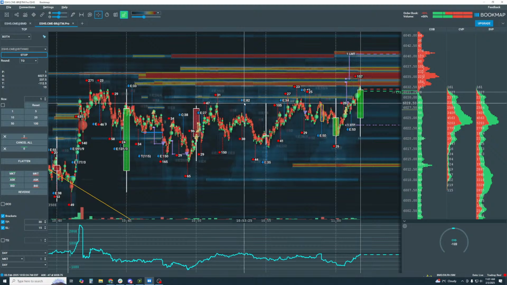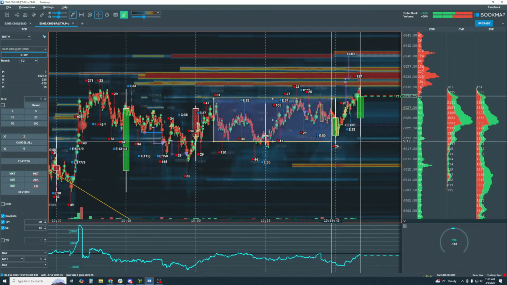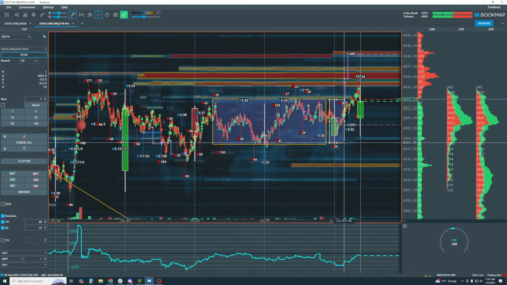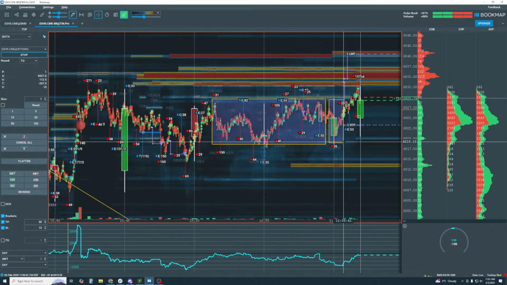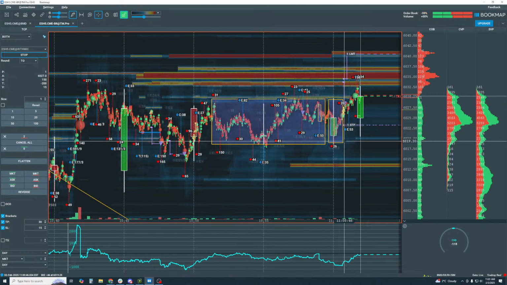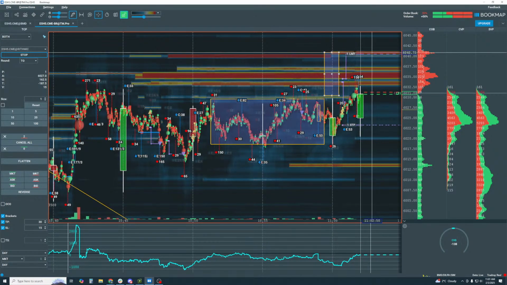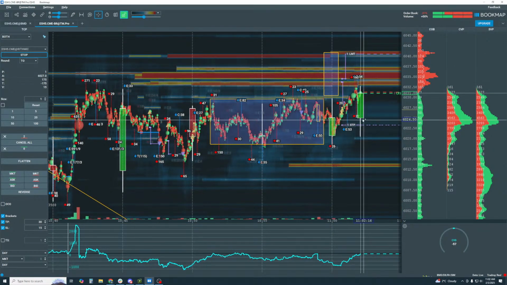Let's put a measured move on this too. I mean, these swings are big, right? So what is kind of likely here, or not out of the question? Up to 40 is not out of the question.